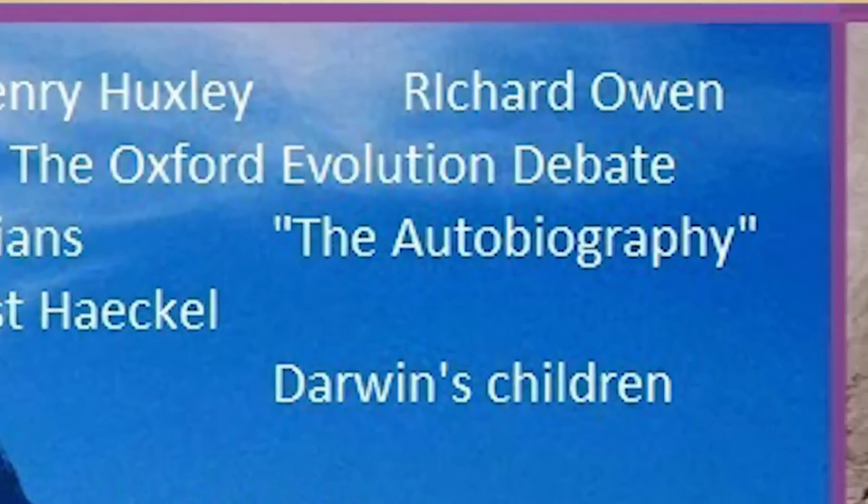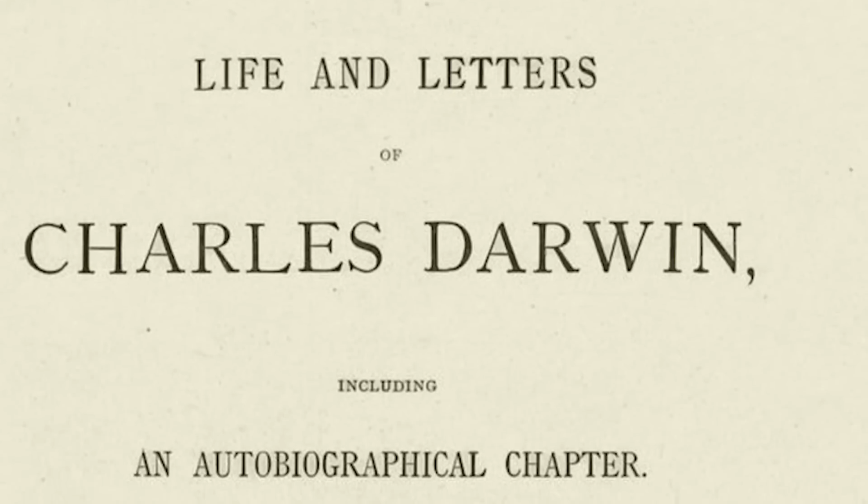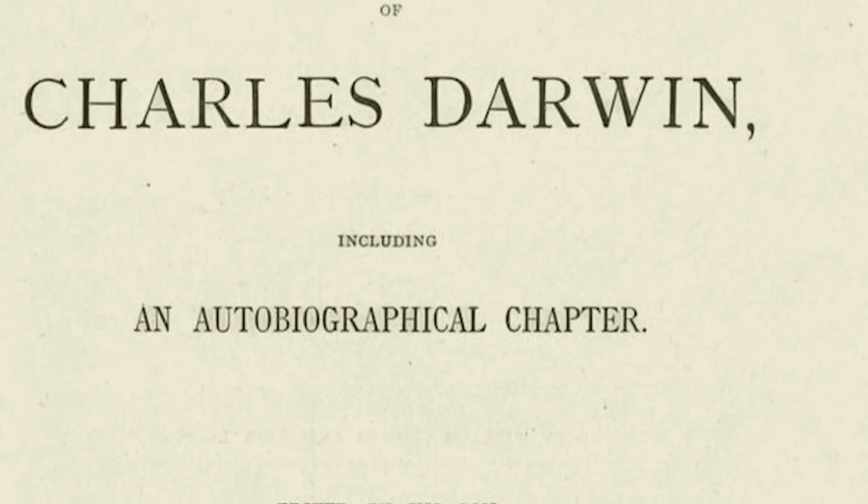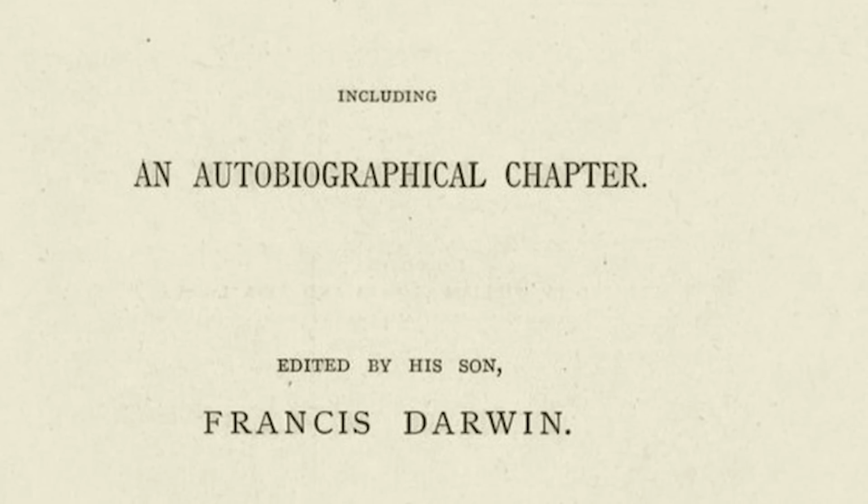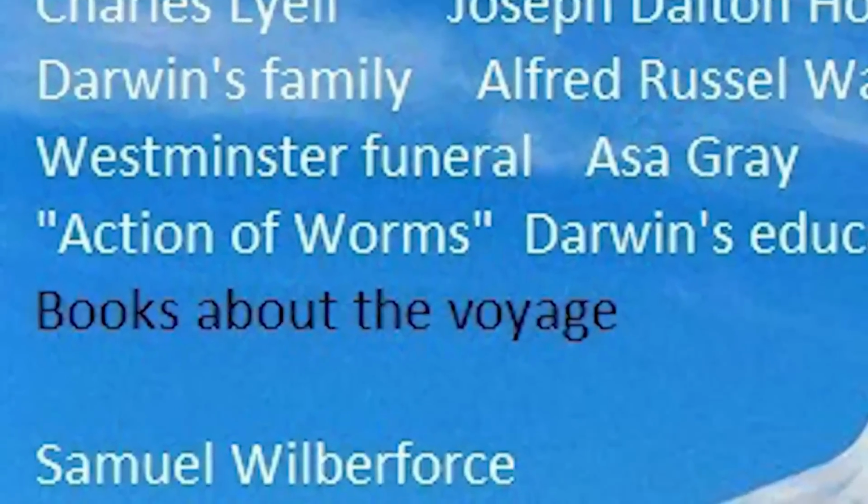The autobiography. Darwin wrote an autobiography in his later years in 1876 for his family. That's about it.